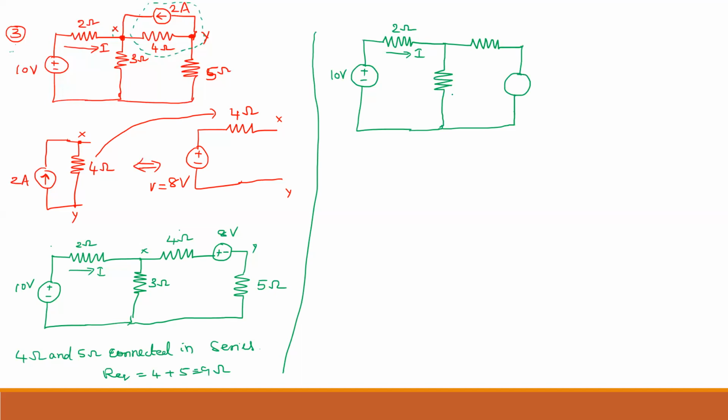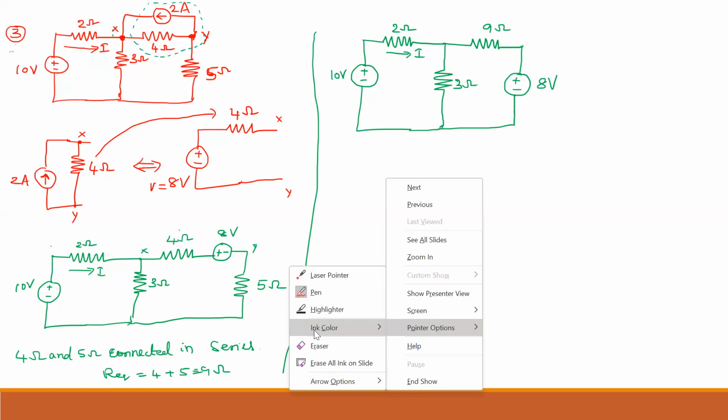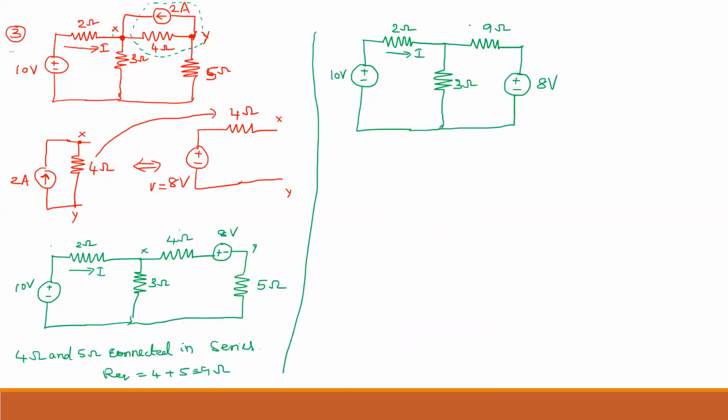Now 2 ohm, 3 ohm, and here it is 9 ohm, and this is the positive terminal and negative terminal with 8 volts. Right now, if you observe here, you have a voltage source with a series resistor. Again, you have to convert this. How to convert that? Just mark it. This is some X point. This is some Y point, because whenever you are replacing, it will be helpful for you.